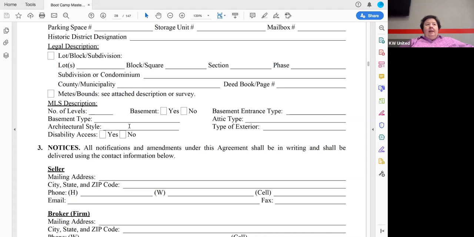And now in split level homes, attics could be partial. So it's not a full attic above the house, just like a basement. It's just a small side attic or partial attic.